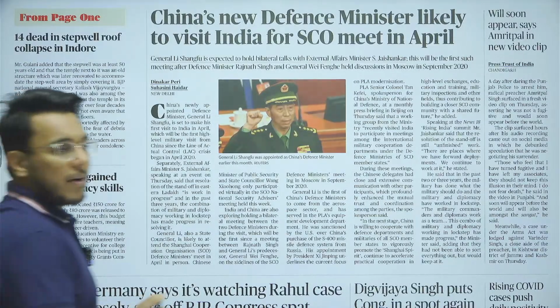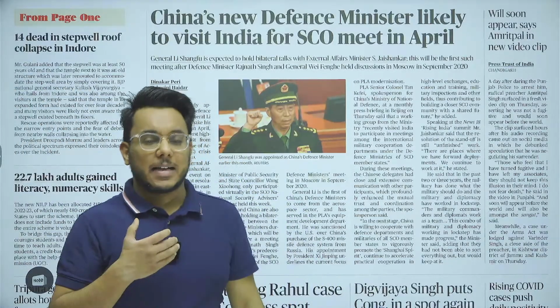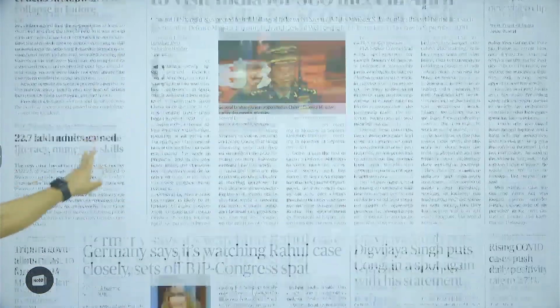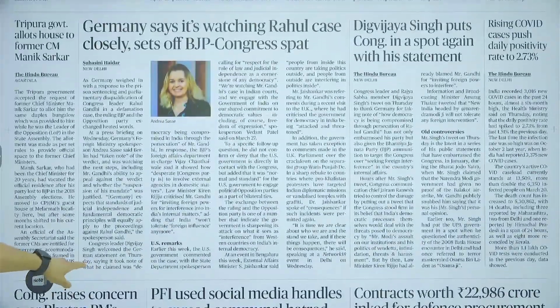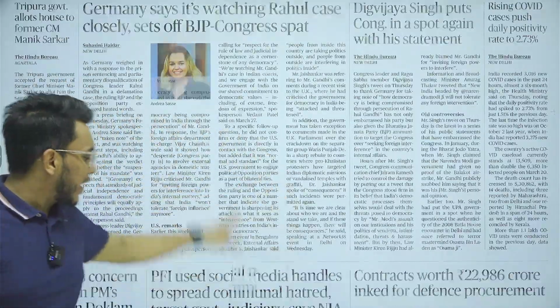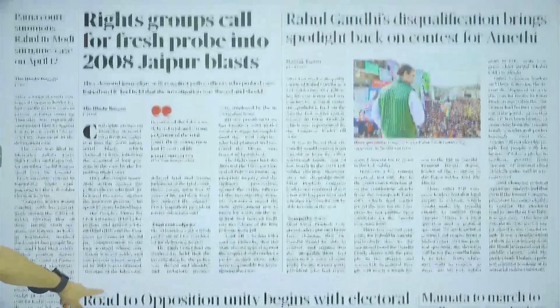We have already seen yesterday that right now India is chairing the SCO for 2023, that is the Shanghai Cooperation Organisation, and China is a member of the SCO. So at the SCO meet, China's new defense minister will be visiting. Then further moving on, "Germany says it's watching Rahul case, sets off BJP-Congress spat." Not a relevant article for your examination, so please skip it.